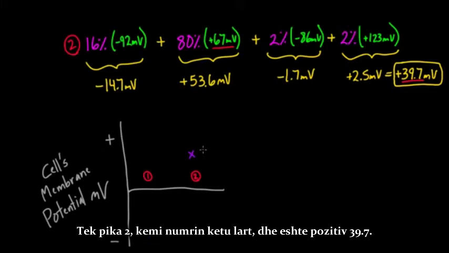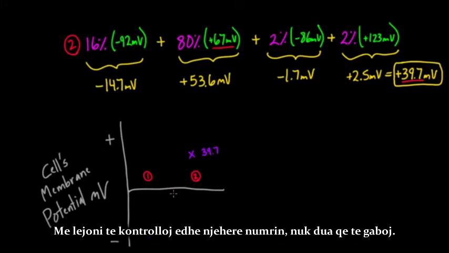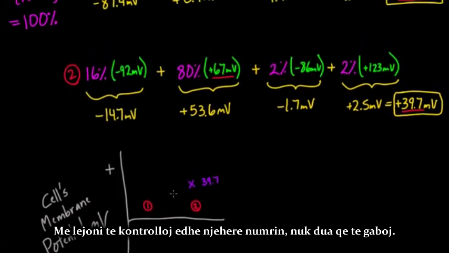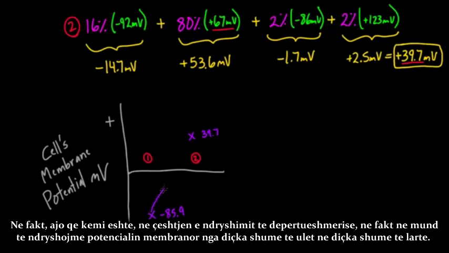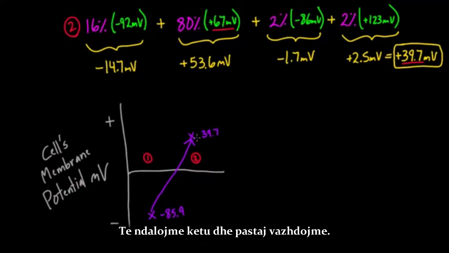This is our 39.7. And actually, let me just double check the number. I don't want to get it wrong here. Yep, negative 86. Okay. This is negative 86, or 85.9. So really, what you had is, in just a matter of switching the permeabilities, you can actually change the membrane potential from something very low to something very high. So let's stop there and we'll pick up.